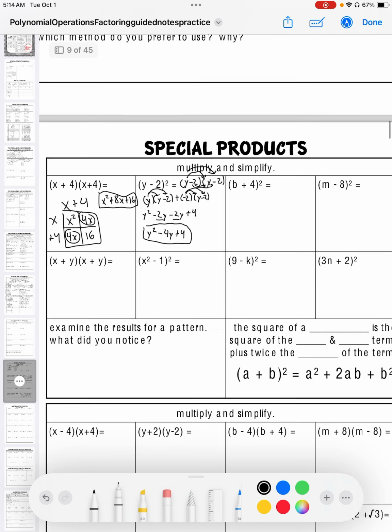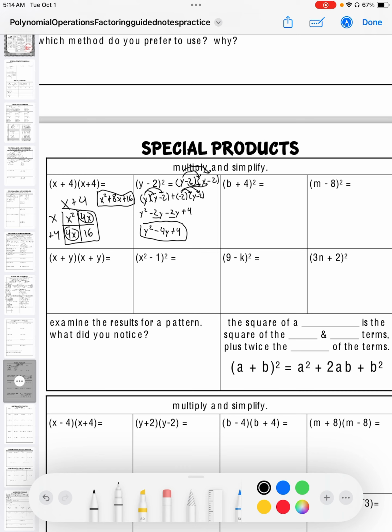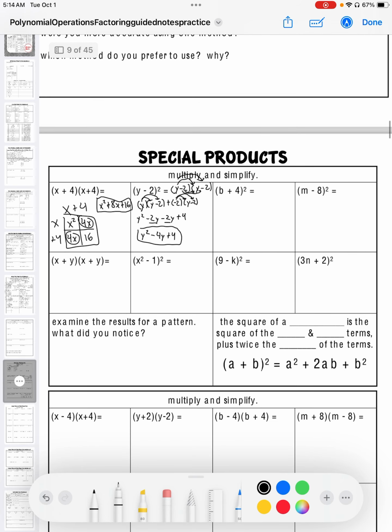Okay, now I'm going to let you multiply the rest of these, but I want you to look for this pattern. When you are squaring a binomial, so you're taking it times itself, x plus 4 times x plus 4, or y minus 2 times y minus 2, all of these you're taking the polynomial and multiplying it times itself. So the square of a binomial is the square of the first and last terms plus twice the product of the terms.